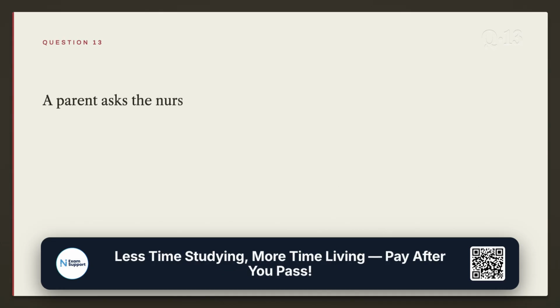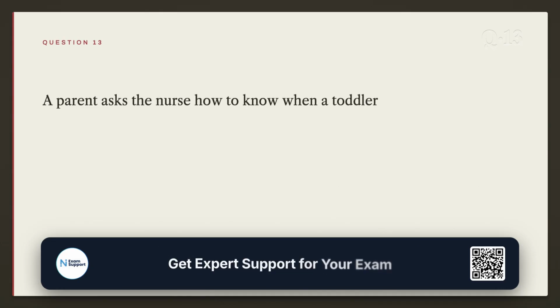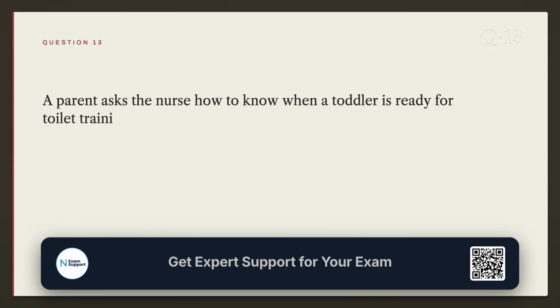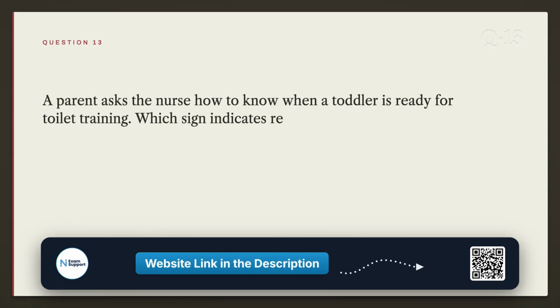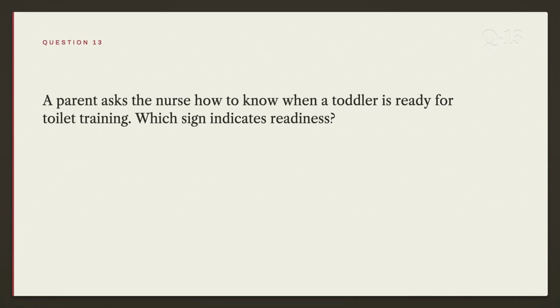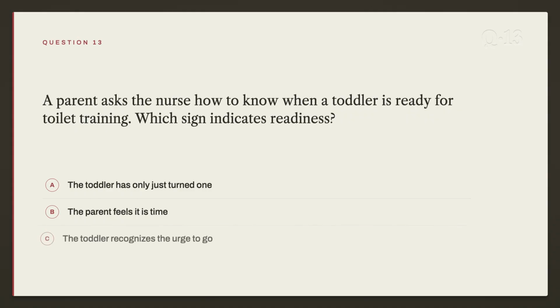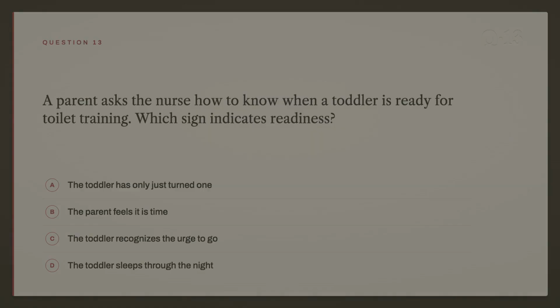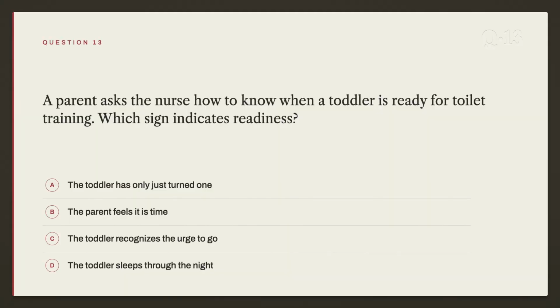Question 13. A parent asks the nurse how to know when a toddler is ready for toilet training. Which sign indicates readiness? Your options are A. The toddler has only just turned 1. B. The parent feels it is time. C. The toddler recognizes the urge to go. D. The toddler sleeps through the night. Pick one. Trust your gut. Here's your chance to test yourself.